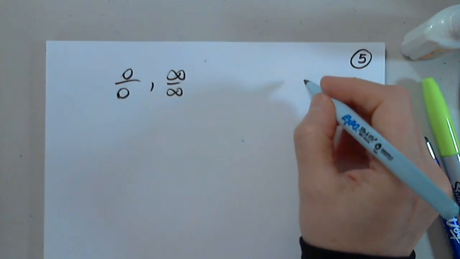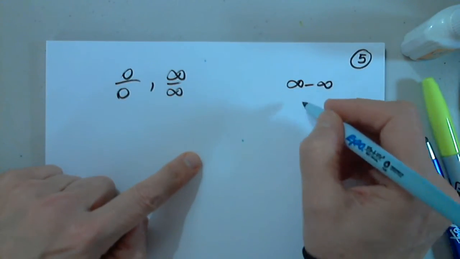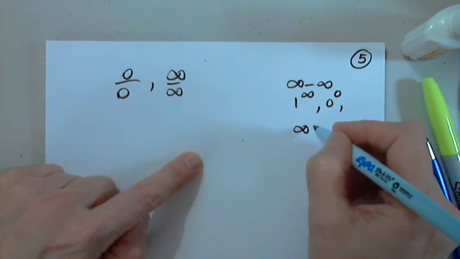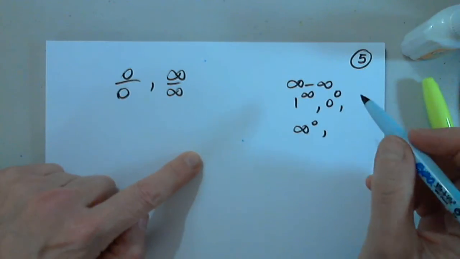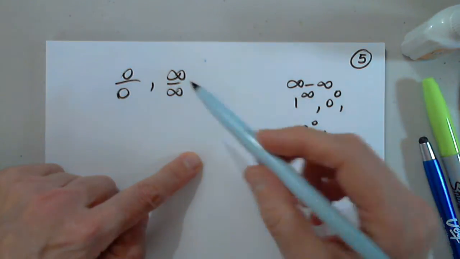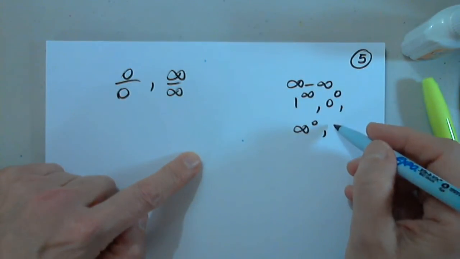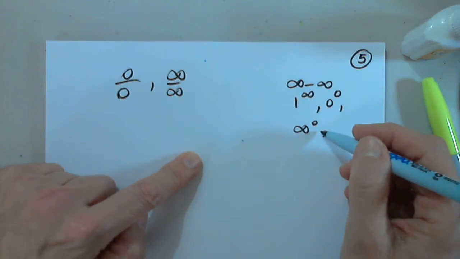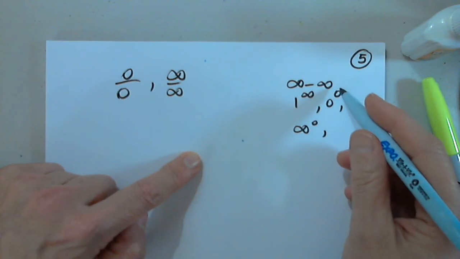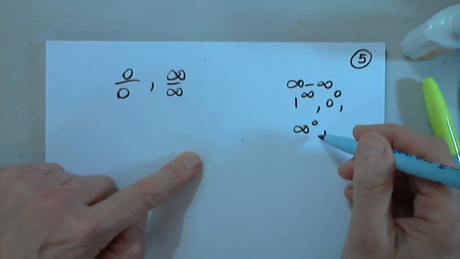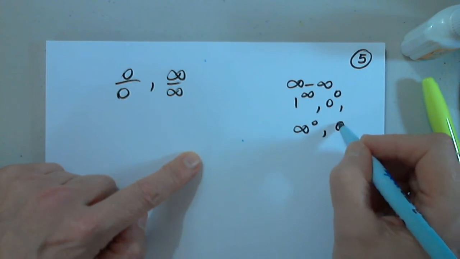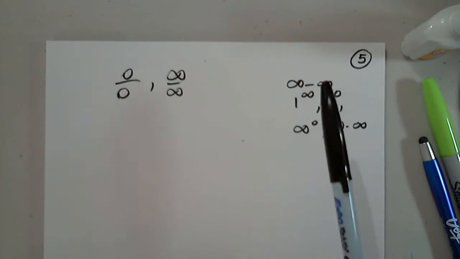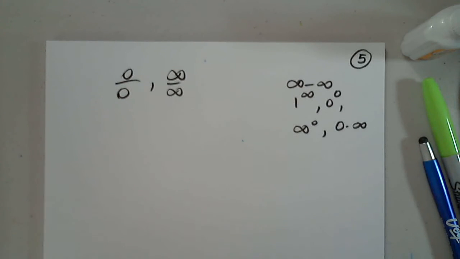The other 5, let me think for a second. Infinity minus infinity, 1 to infinity, 0 to 0, infinity to 0, 1, 2, 3, 4, 5, 6. I'm missing 1. 1 to infinity, 0 to 0, infinity. Is it the one you just mentioned? No, it's a product. 0 times infinity. Oh, okay. So 1, 2, 3, 4, 5, 6, 7.